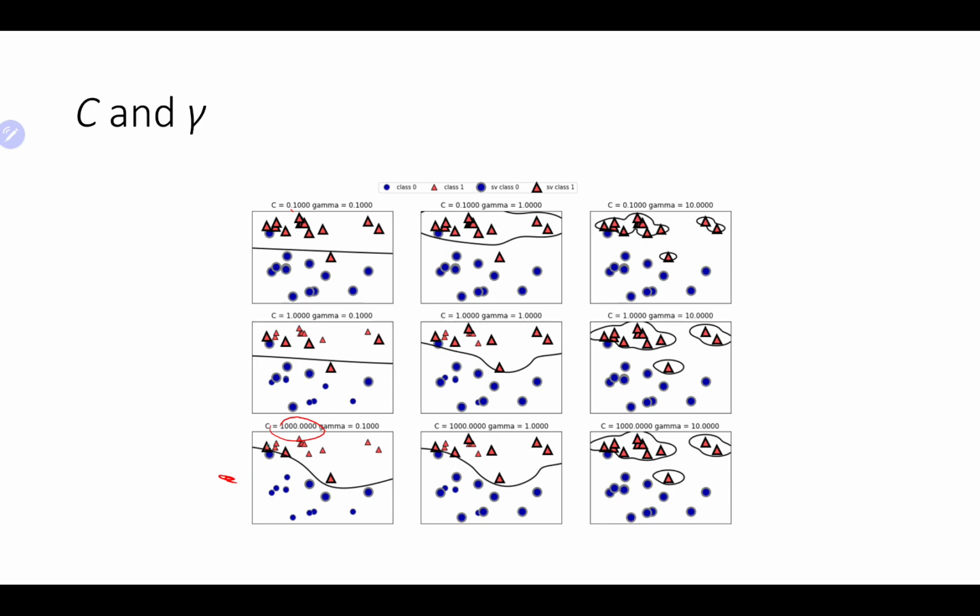So increasing C will increase the complexity of the model because now the misclassifications are penalized much more. All right. How is the effect of gamma? Let's take a look at that. So you have small gamma here. And when you go to the very right, you see a much larger gamma.